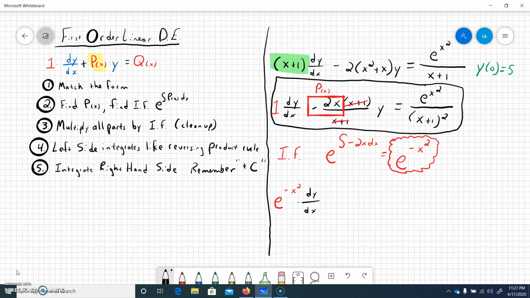So we've got our integrating factor, e to the negative x squared, times dy dx. I guess we don't want to use plus, do we? Minus 2x, and then we'll put on our integrating factor e to the negative x squared y. And that'll be equal to, and we'll put in our integrating factor on the right hand side. We got to make sure we put it everywhere. E to negative x squared, and that's times what was already on our right hand side, which was e to the x squared over x plus 1 squared.